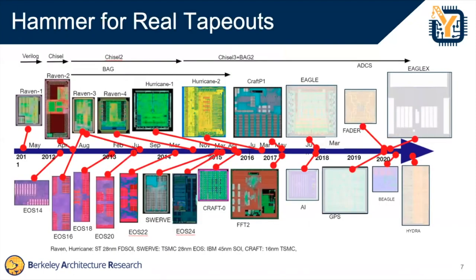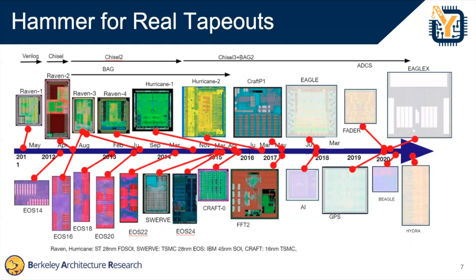Hammer has been used in Berkeley for real tapeouts for a very long time. Starting off with the Raven 1 chip back in 2011, this is one of the earlier RISC-V core tapeouts. This was done in Verilog, and very quickly soon after we moved to using Chisel for more of our tapeouts. You can see some of our latest chips have gotten really big. They use Chisel 3 and also the BAG2 Berkeley Analog Generator to generate analog IP such as PLLs and SerDes.